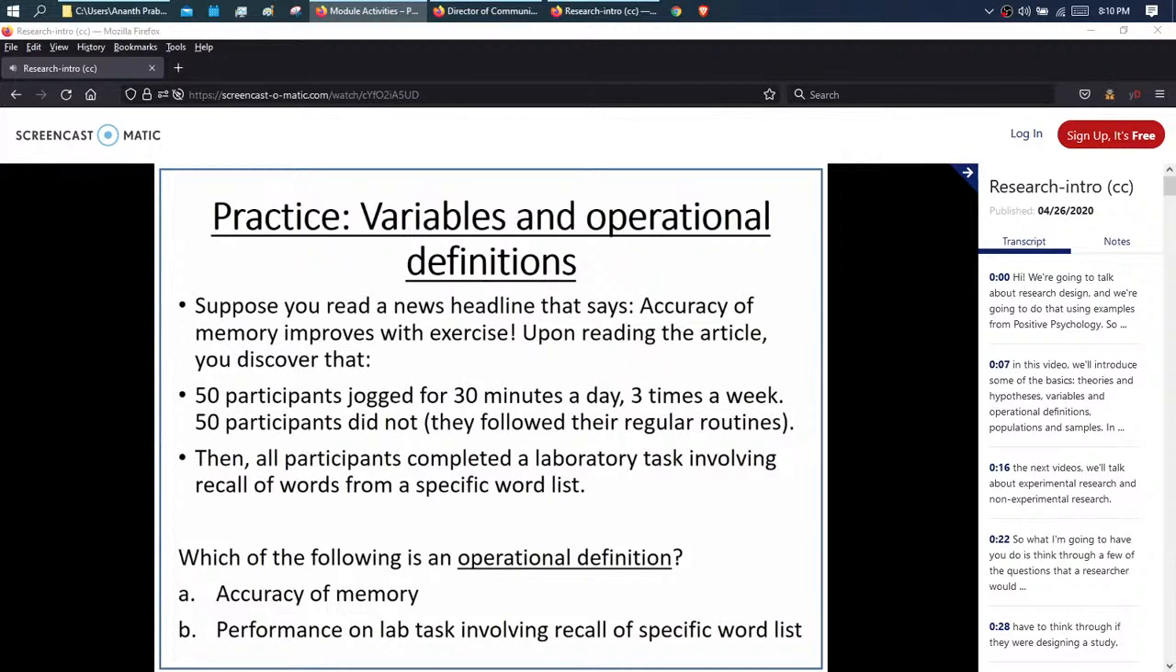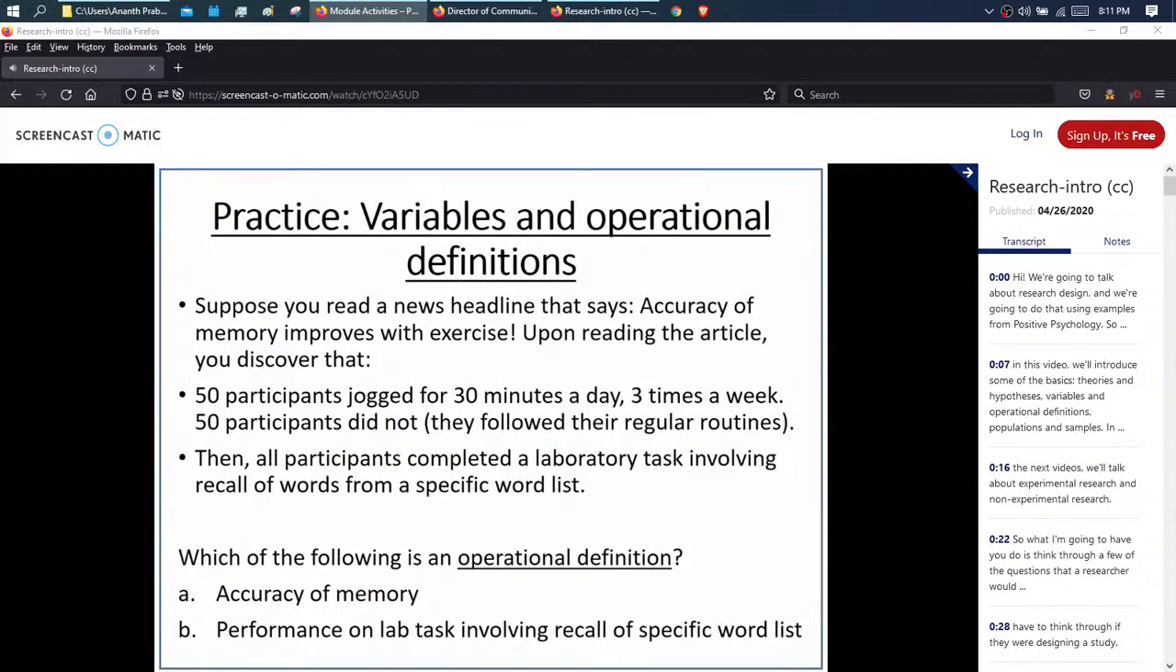Here's an example. Suppose you read a news headline that says, "Accuracy of memory improves with exercise." Upon reading the article, you discover that 50 participants jogged for 30 minutes a day, 3 times a week. 50 participants did not. They followed their regular routines. Then, all participants completed a laboratory task involving recall of words from a specific word list. Which of the following is an operational definition?